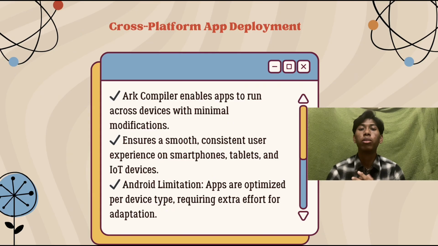Android apps, however, are optimized for specific device types, meaning developers need to put in extra effort to adapt them for different screen sizes and functionality. This often leads to inconsistencies in user experience.